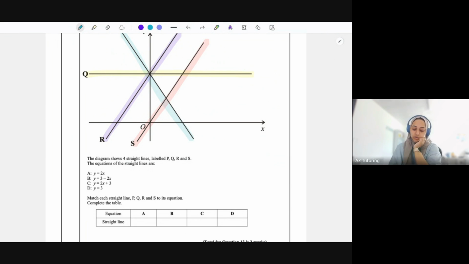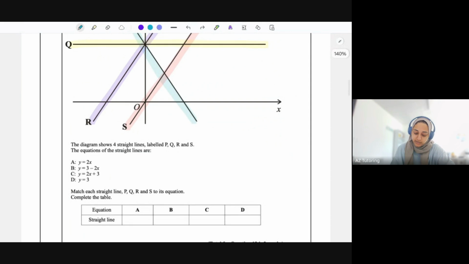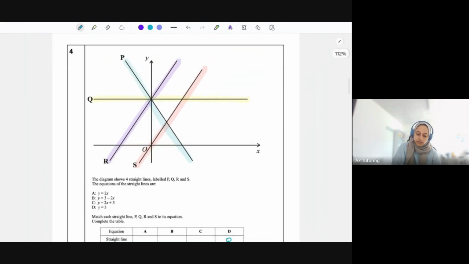So we already know, we can do Q. We know Q has no gradient. It's got a 0 gradient because it's just a horizontal line. And it's going to have the equation y equals a number since it's crossing the y-axis. And the one with only y equals a number is D. So therefore, D is line Q. So that one was relatively easy to do. So we've done D. I'll highlight them as we've done them.